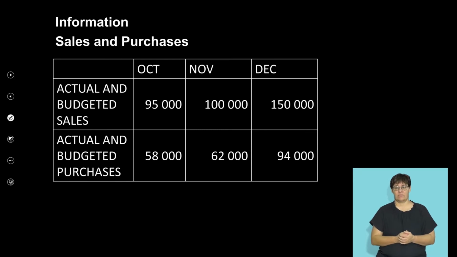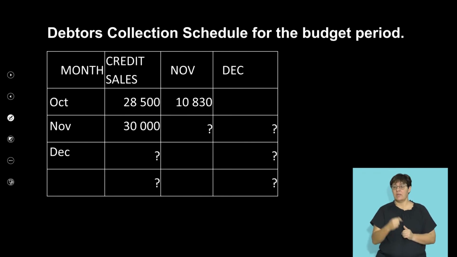So here we go. We're given October, November, December. There's my actual and budgeted sales figures for October, November, and December, right? First things first, I have to work out my figures that are denoted with a question mark. Okay, so if this is my November sale, and fortunately for you in this case here, they've worked out the credit sale for you for October and November, right? So you can see that's given.